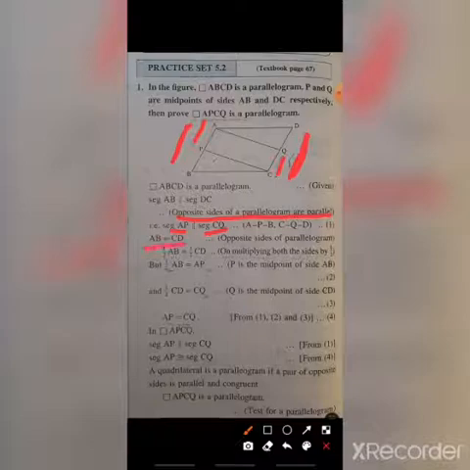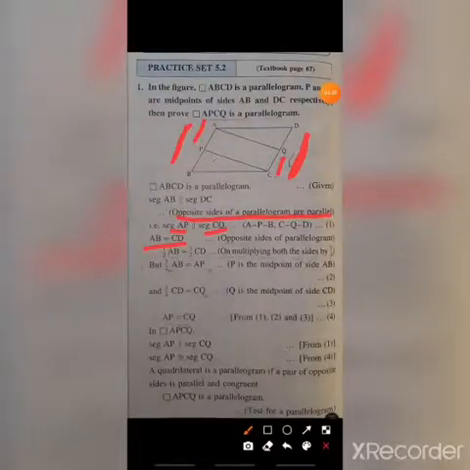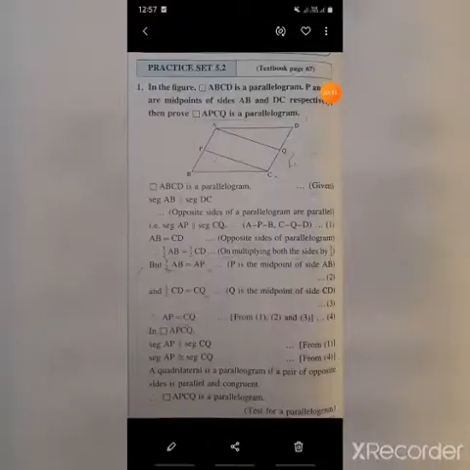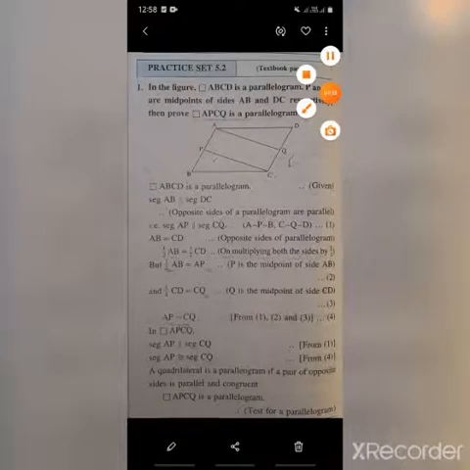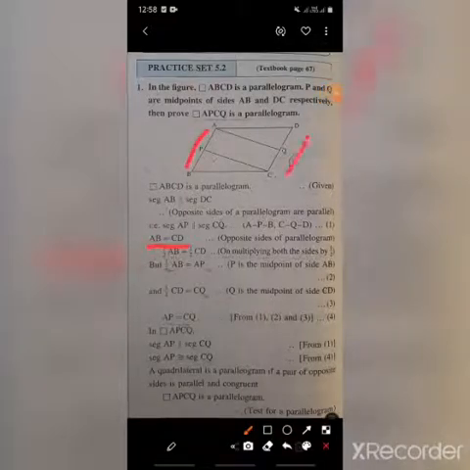Then AB is equal to CD, opposite sides of a parallelogram. Why are these two sides equal? Because the reason is, opposite sides of a parallelogram are congruent.